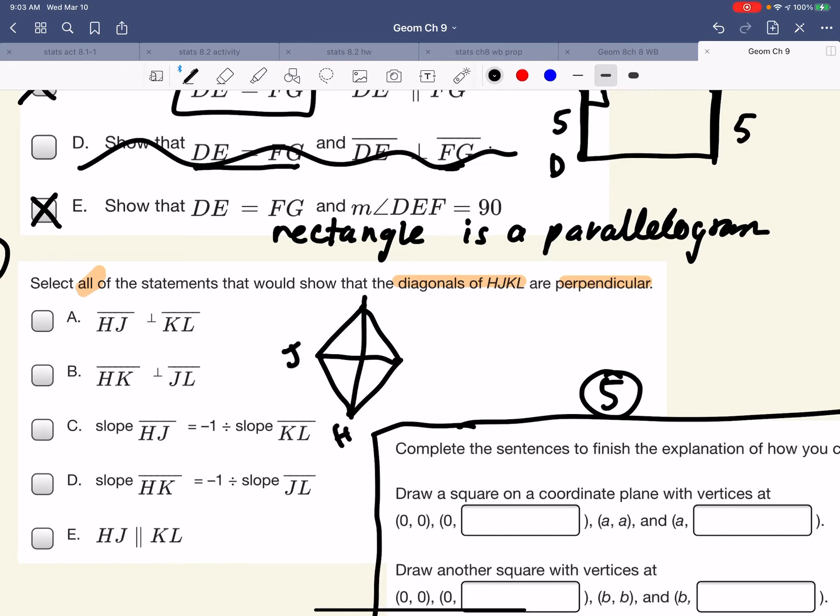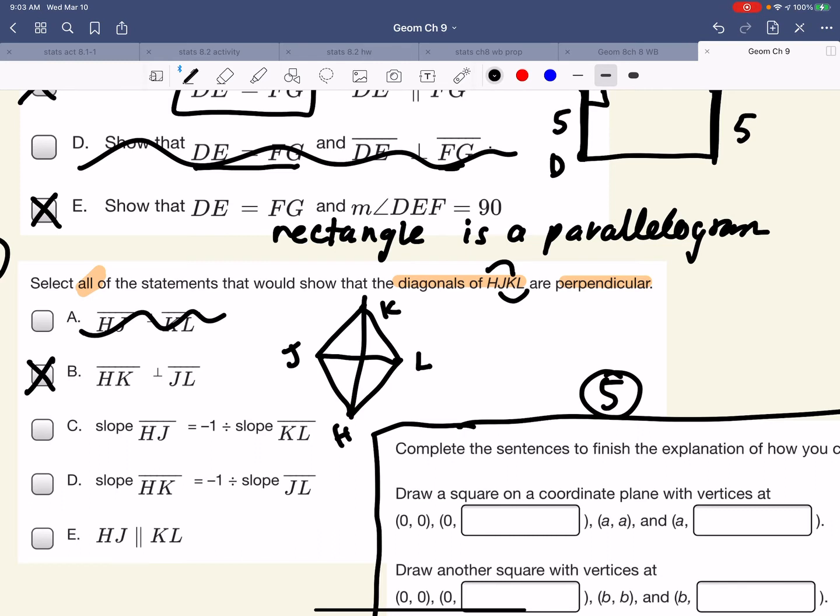H, J, K, L. So if HJ is perpendicular to KL, well, wait a minute. No, those need to be across from each other, so I'm not going to pick that. If HK is perpendicular to JL, then yeah, those are the diagonals. So to pick diagonals, you're going across, right? You're not going to the point next to, you're going to the point across.